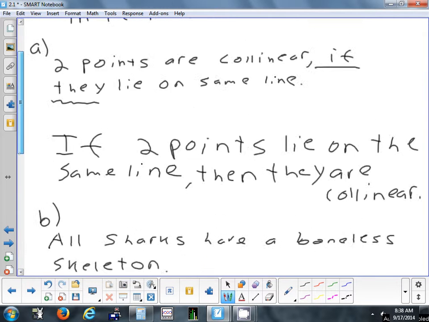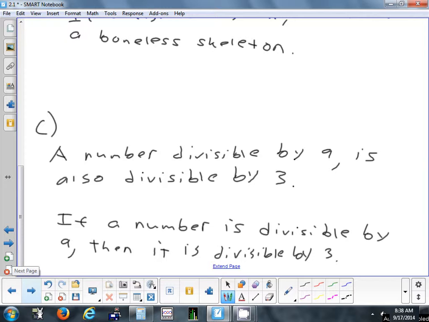So a counterexample to this last one, if I were to switch the hypothesis and conclusion: if a number is divisible by 3, then it's divisible by 9. No, 6. 6 is divisible by 3, but not by 9. That would show that that statement doesn't work. But that's not the statement we had.